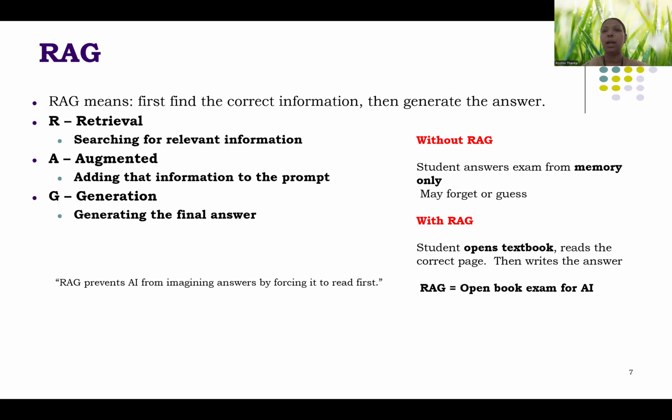And with RAG, it is like an open book test. If the student doesn't know the correct answer, they can read the correct page, get the answer, and then give the correct answer. That is an analogy we can use for RAG. Without RAG, they can just answer anything. But with RAG, they find the proper answer and then answer. So that is what RAG means.